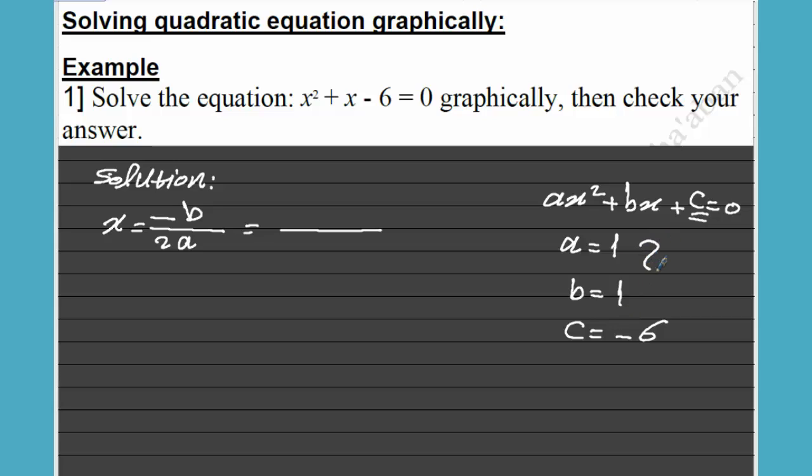And I'll use a and b to determine the x coordinate of the vertex. So I'll substitute b equals 1: negative 1 over 2 multiplied by 1, which equals negative half. So the x coordinate equals negative half. I'll construct a table putting the x coordinate in the middle like this.